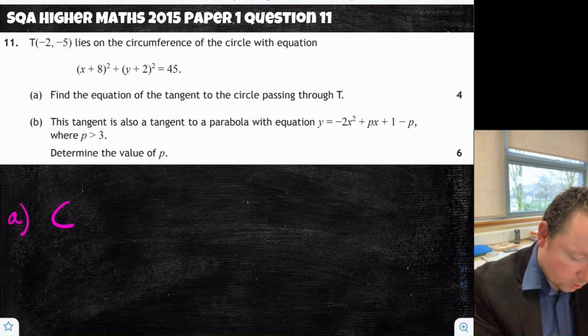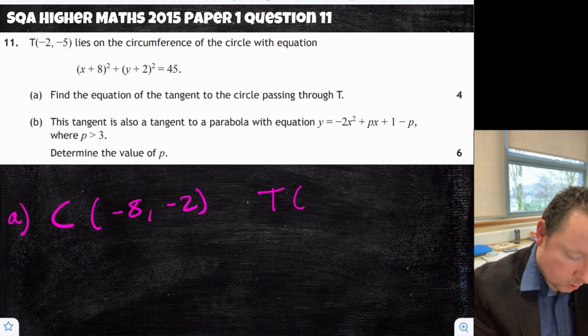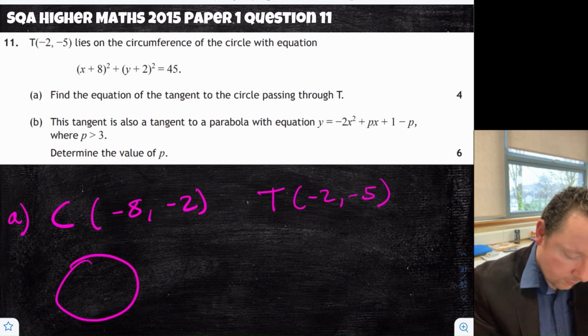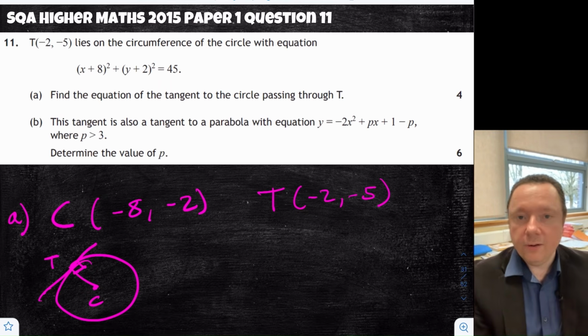The centre of our circle is just minus 8, minus 2. And we've also got our point T, which is minus 2, minus 5. So if we work out our gradient, if we draw a circle for this, there's our C, there's our T, say, out here. That meets the tangent at right angles. So the gradient between C and T is perpendicular to the tangent.